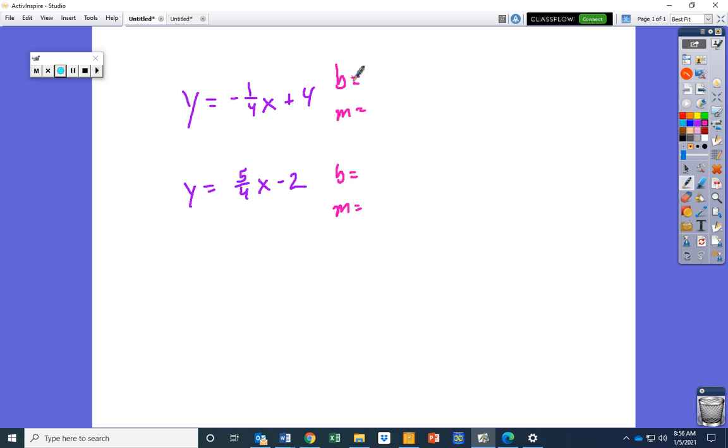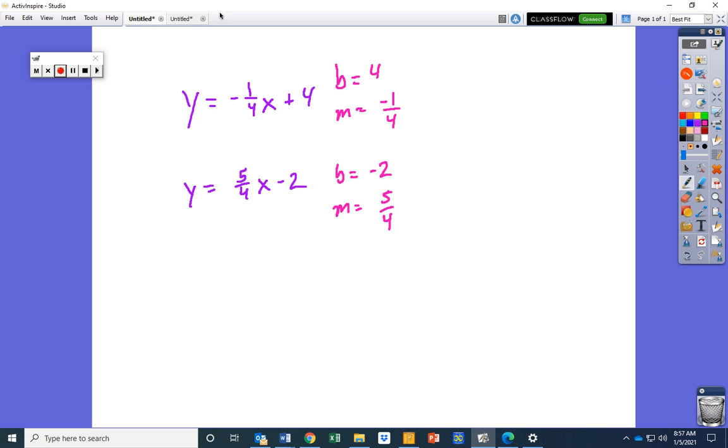Okay. Together, tell me what you got for the y-intercept on this first one. 4. Way to be together, Ben. What's the slope on this one, first one? Negative 1 over 4. Okay. What's the y-intercept of the second one? Negative 2. What's the slope? Okay. All we did was identify them, right? Can we graph them now?